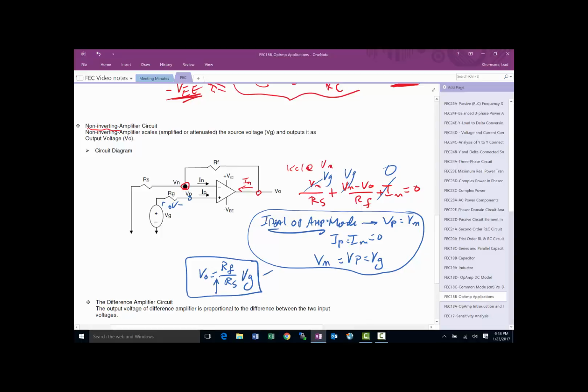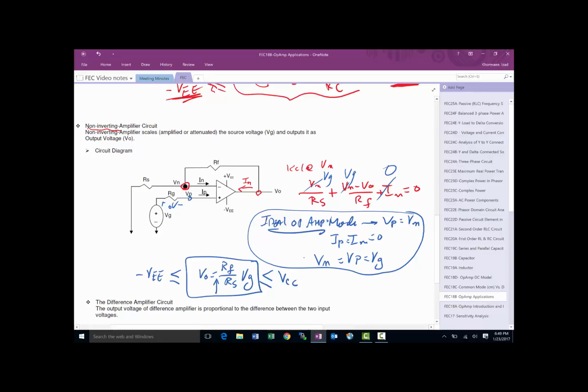Again, you have to make sure that this output is less than or equal to VCC, the positive bias, and greater than minus VEE, because if it tries to go below minus VEE, it's going to be cut off at that point, and if it tries to go above VCC, it's going to be cut off there, saturated at that point.